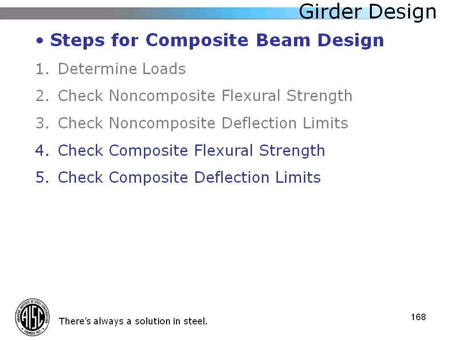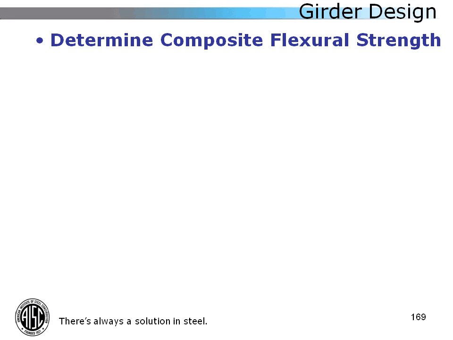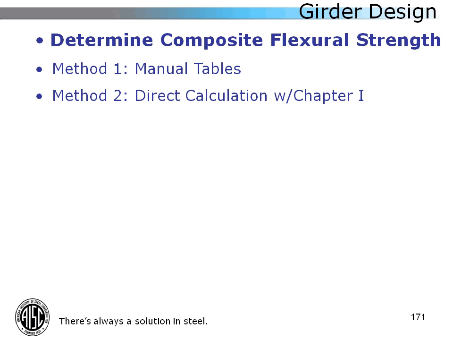The next step is to check the composite flexural strength. There are several different methods for checking the composite flexural strength within the specification. Method 1 is to just use the manual tables. Method 2 is to use direct calculation with the Chapter I specifications.